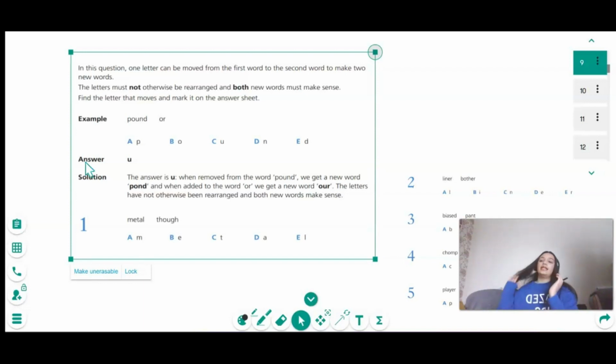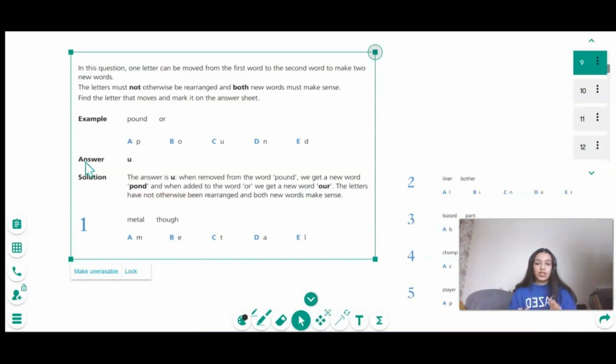In this question, one letter can be moved from the first word to the second word to make 2 new words. So we've got the word pound and the word or. You have to move one letter from the word pound and give it to the word or. Then we're going to have 2 new words which still make sense. And you can't otherwise rearrange the letters.